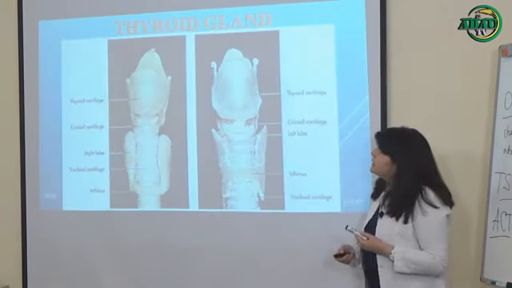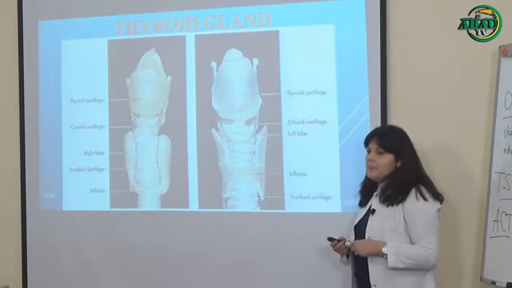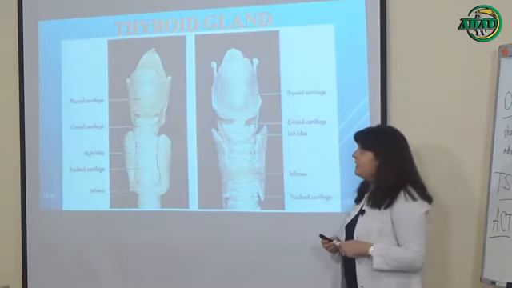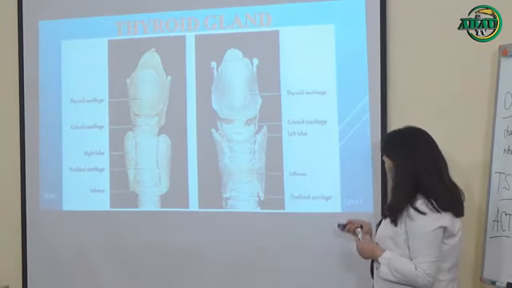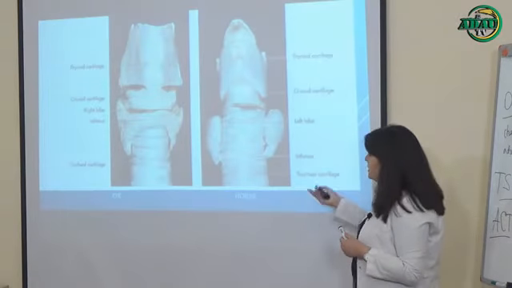The next is the thyroid gland. Here you can see illustrations of the location of the thyroid gland in different animals: the dog, goat, ox and horse.